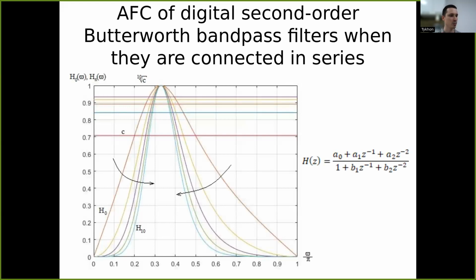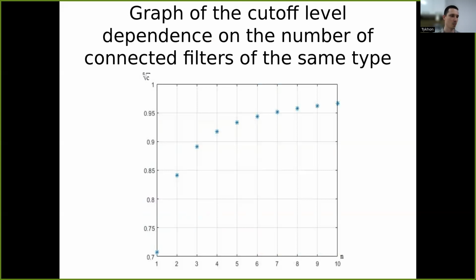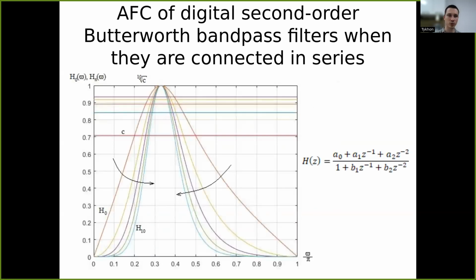With a series connection of the same type of bandpass filter, the AFC of the new connection is compressed, as it were, while the cutoff frequencies are shifted to the central frequency and the steepness of the AFC increases. The transfer function of the main bandpass filter is mathematically described as presented on the slide. It should be noted that the peak frequency of the AFC does not change in this case, and it's determined by the excitation.